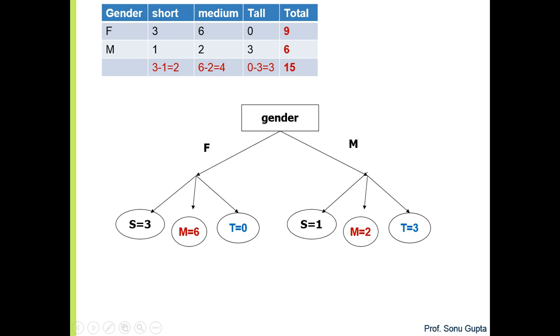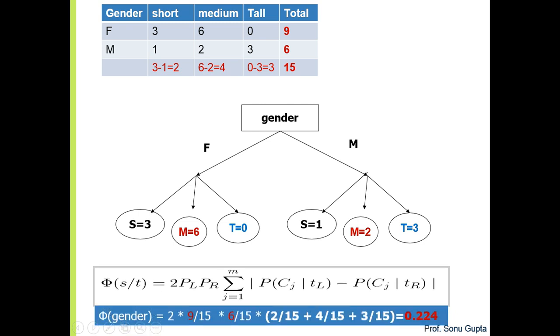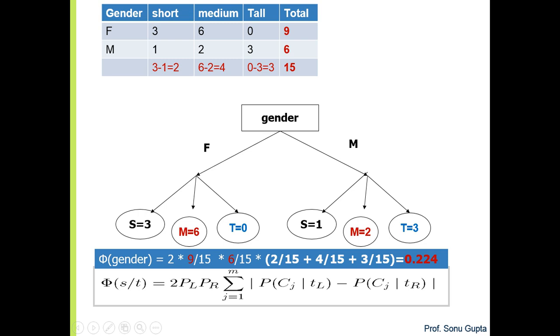Whereas for males, we have 1 short, 2 medium and 3 tall over there. Okay, so now if we apply the formula, what is the formula? What is the probability that the person is going to be there in the left hand subtree? So twice into probability of the person being female in the left subtree. Left subtree is for female. So probability is going to be what?